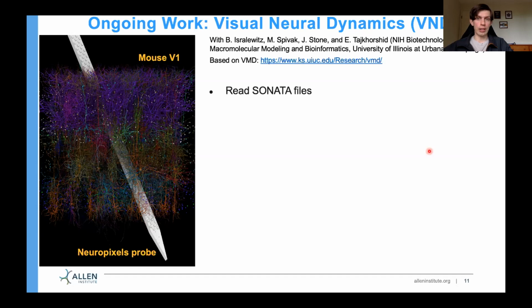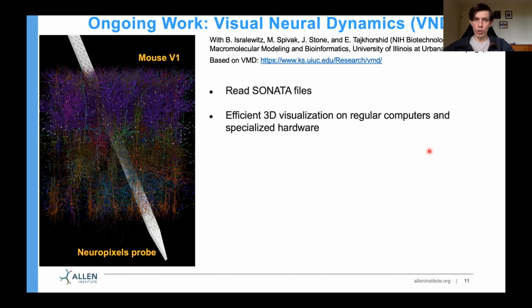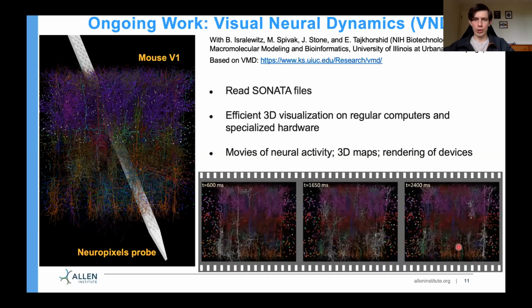And what we're working on is that this new tool will be able to read SONATA files. It will perform efficient 3D visualization on regular workstations and on specialized hardware. So from simple computers to high-end workstations for rendering. And we will be able to produce movies of neural activity, 3D maps, rendering of devices, such as this NeuroPixels device going through our model of mouse V1, or such as those movies of neural activity. So stay tuned, and we hope to share with you more in the future.